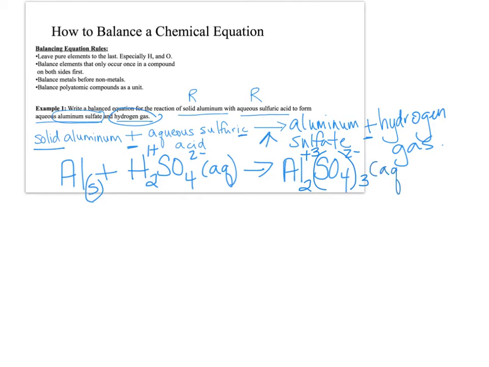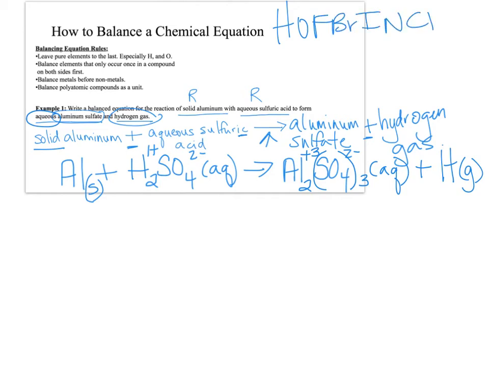this is in aqueous format. So aqueous aluminum sulfate, and then lastly I have hydrogen, and that's in gas form. But remember, hydrogen is a diatomic molecule. It's part of that Hofbrinkel acronym that we use to remember the diatomic molecules, and hydrogen is one of them. So that means when it's by itself and it's a pure substance, it's going to come together 2 atoms to create that one hydrogen gas molecule.